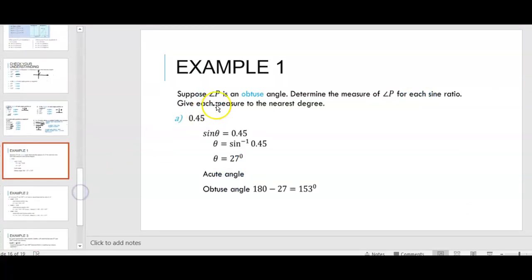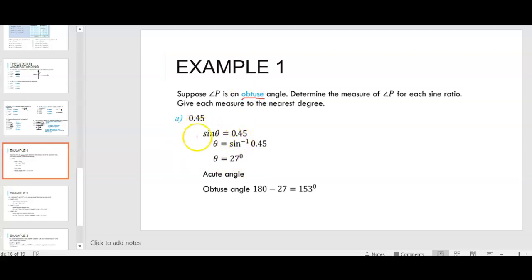In this example, we have angle P as an obtuse angle. Determine the measure of angle P for each. Well, here we have just an example. So the sine ratio is 0.45, and we need to find the value of the obtuse angle, okay? So first, let's find the acute angle. Sine of theta equals 0.45.